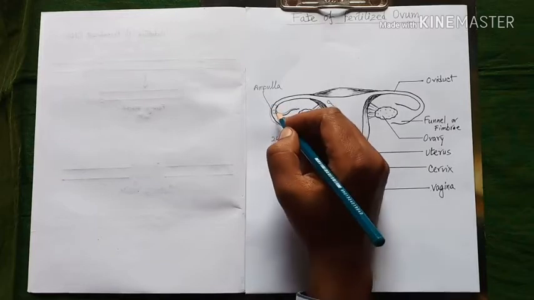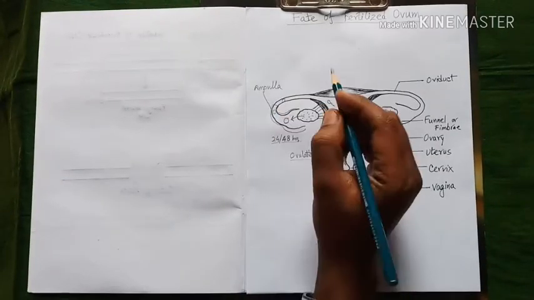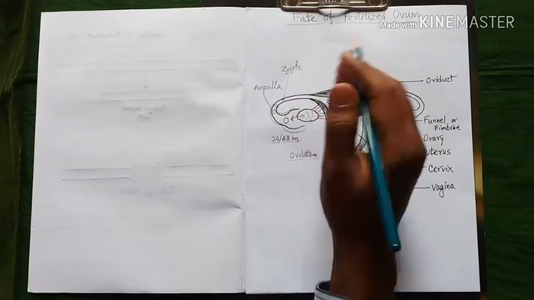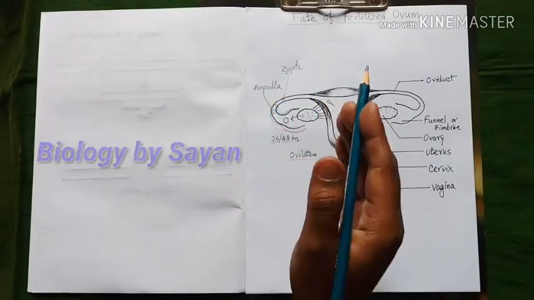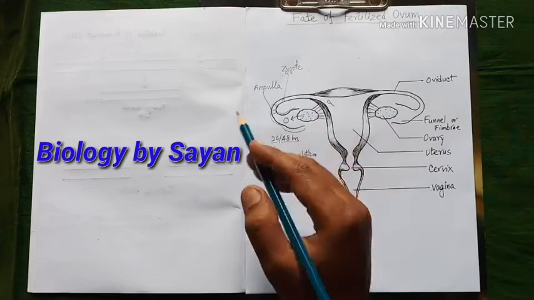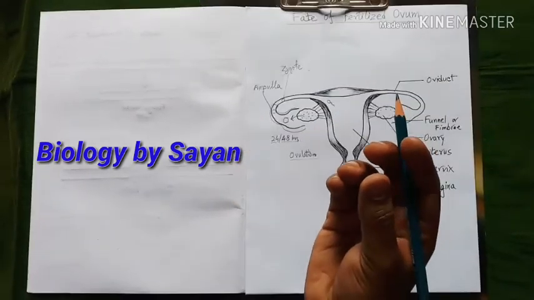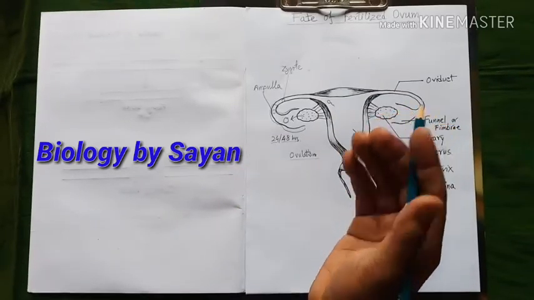After that, the ovum will be transformed into a zygote, and later on, after 24 hours of forming of zygote, it will start dividing by mitosis and start to form a ball-like structure, a multicellular ball-like structure.